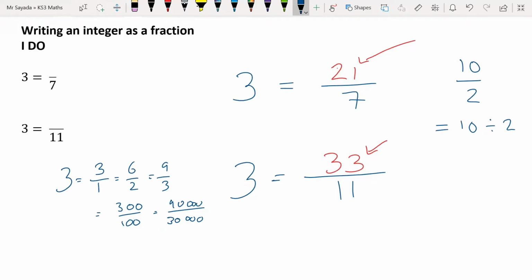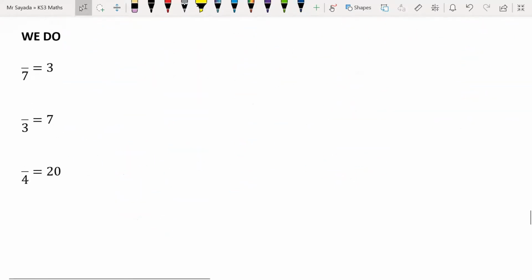It's now time for you to try. So pause the video to try these 3. So you're trying to find the missing number in each one. Press play once you've done that.